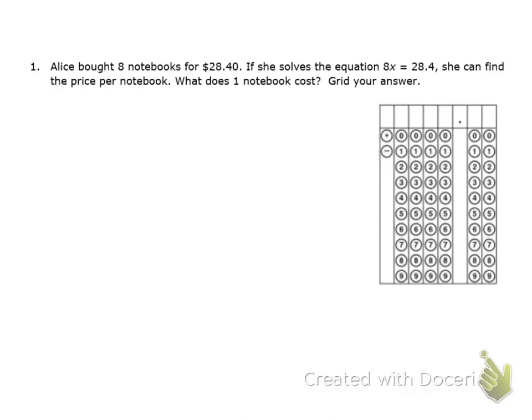Alright, number 1. Alice bought 8 notebooks for $28.40. If she solves the equation 8x equals $28.40, she can find the price per notebook. What does one notebook cost? So remember that per means for one, and it basically tells us all we have to do is just solve our equation. 8x equals 28.4.